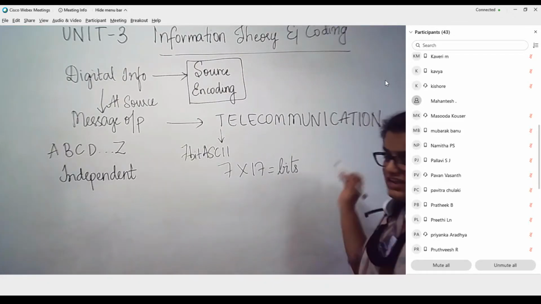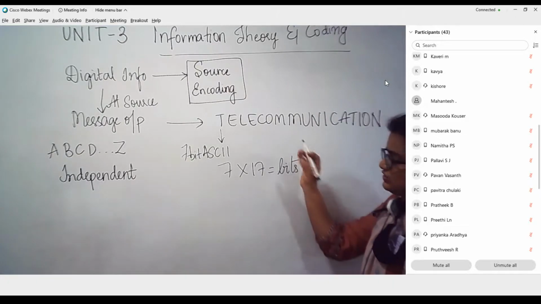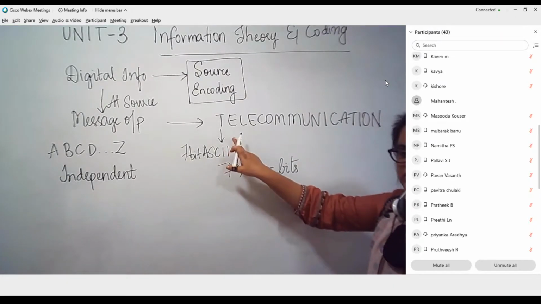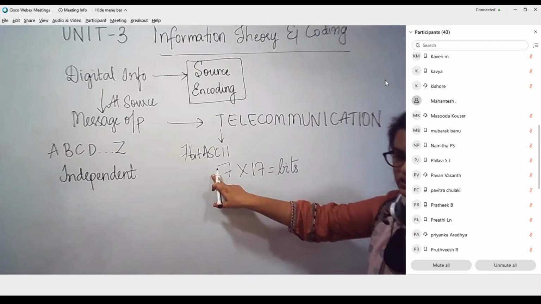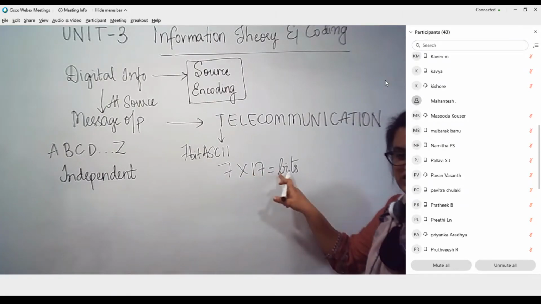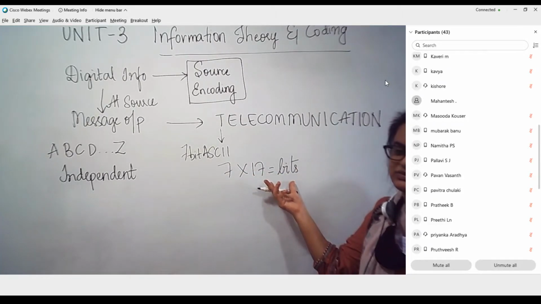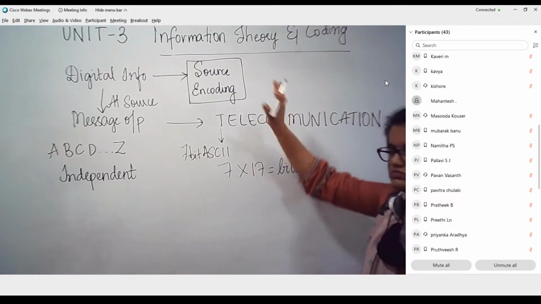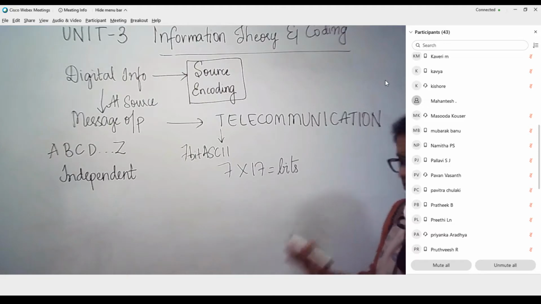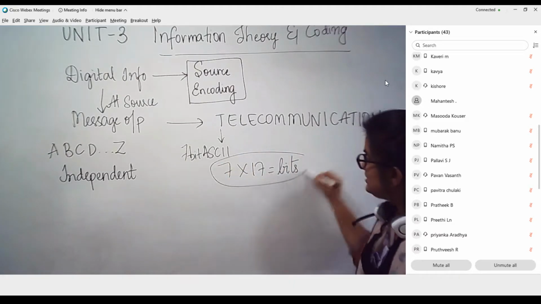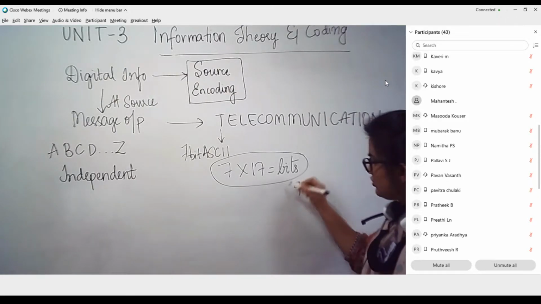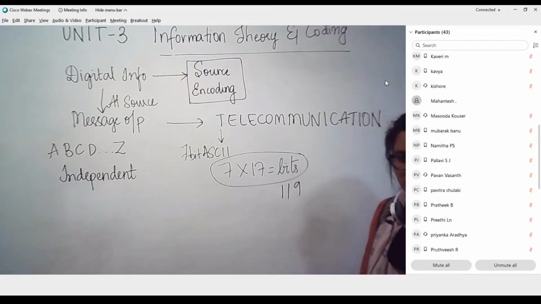So there are 17 alphabets. Assume that each one of these alphabets is represented by its ASCII equivalent. I converted the letters into their binary equivalent values, and 7 into 17 is the total number of bits that will be sent out of your source for further modulation and all those stuff. So you can see 7 into 17 is not a very small number. It is almost equal to 119 bits.